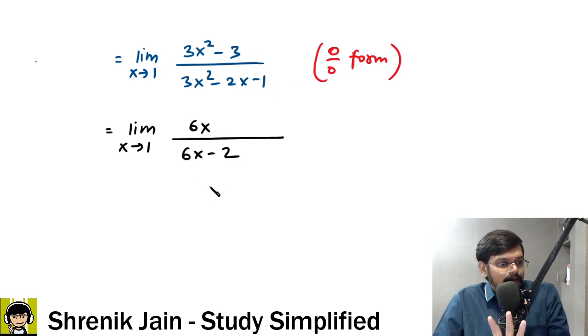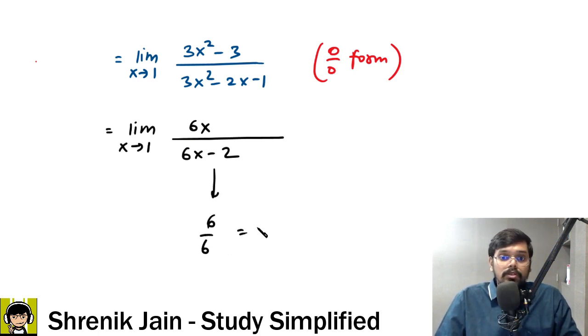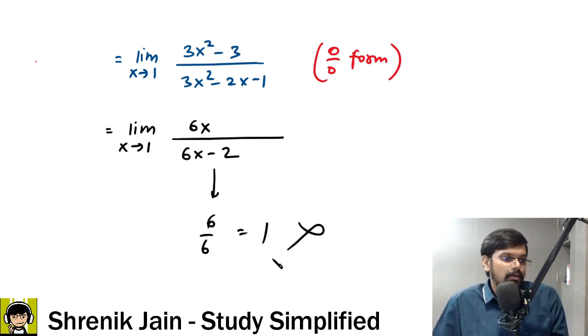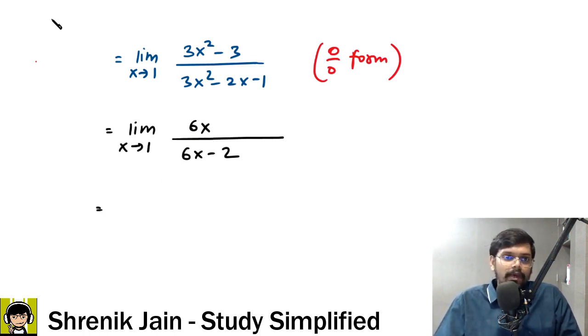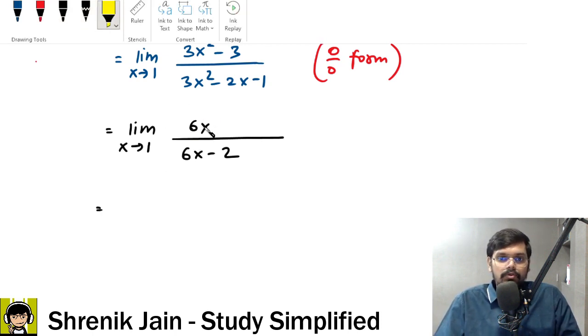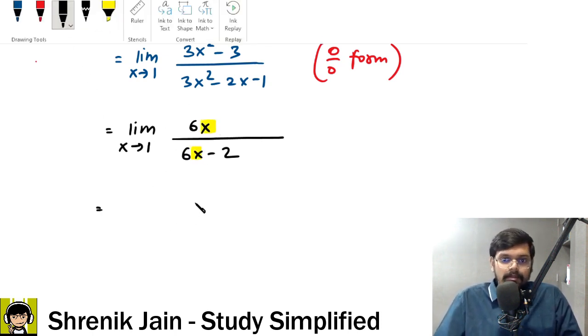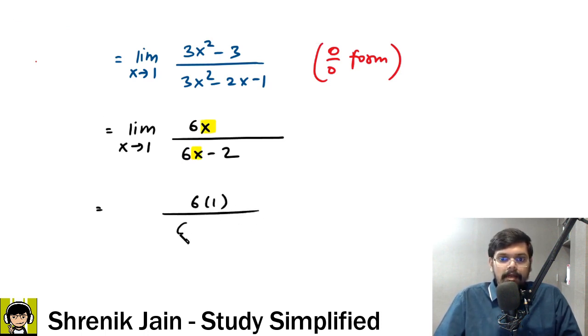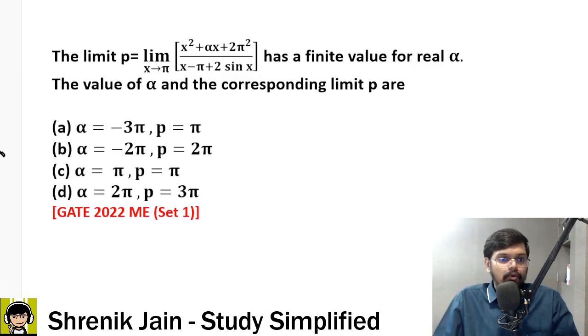Now will I get the answer or do I have to differentiate again? A lot of students say, sir, I will differentiate, so 6 by 6, the answer is 1. That is wrong answer. You don't have to differentiate again. If I do the direct substitution, wherever x is there, I will substitute 1. So 6 into 1 divided by 6 into 1 minus 2. Sir, the answer is 6 by 4, 3 by 2, 1.5. Done and dusted.